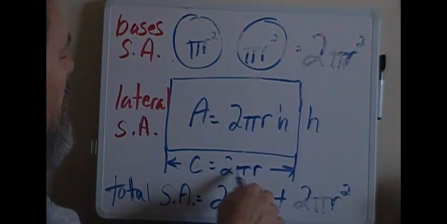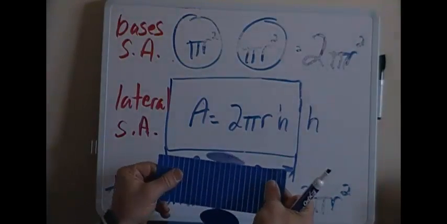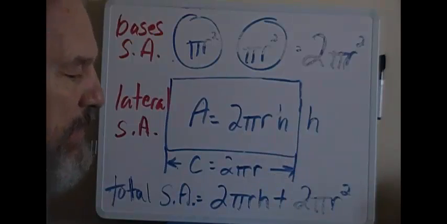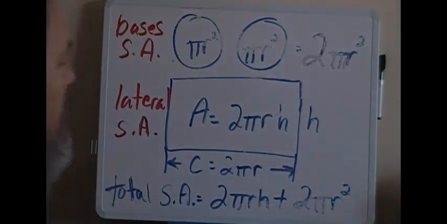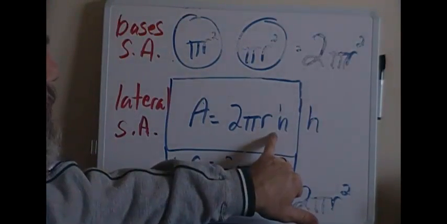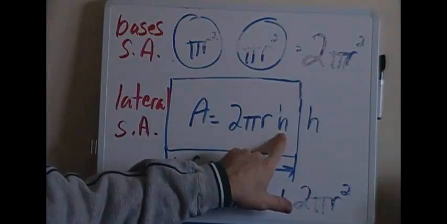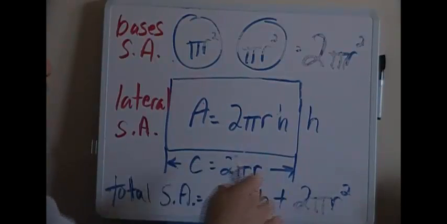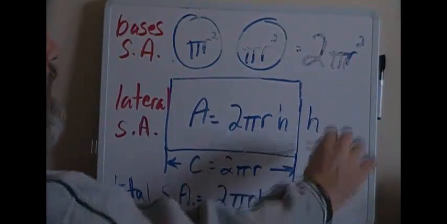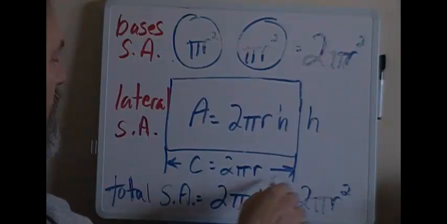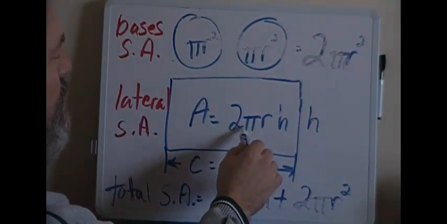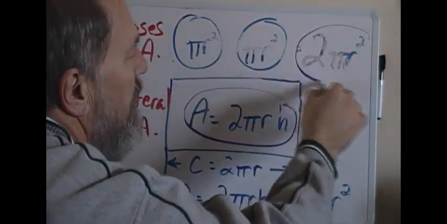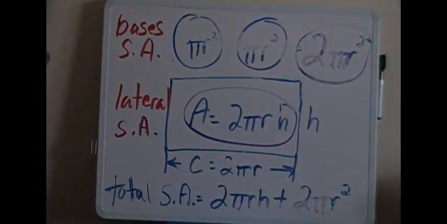Okay? But now, since that represents the circumference, the distance across the top or the bottom of the lateral surface area, you can then multiply by the height of that, and it's like this is a rectangle with a length of 2 pi r and a width of h. So when we put this together, we have 2 pi r h. This is the area of this. This is the area of the two bases, the two circles.